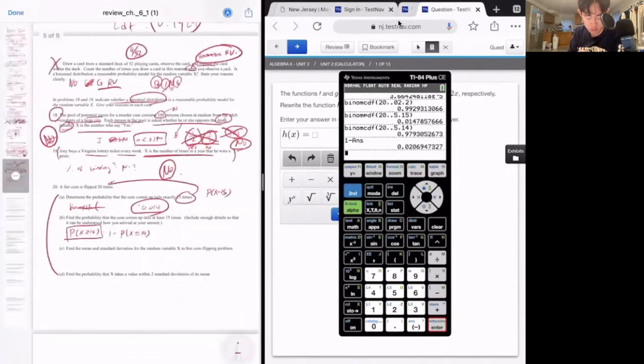All right, so with this, I know that this is going to be 1 minus 0.979. My final answer is 0.0206. So that's about a 2.06% chance that's going to happen. And yes, that's the answer key.